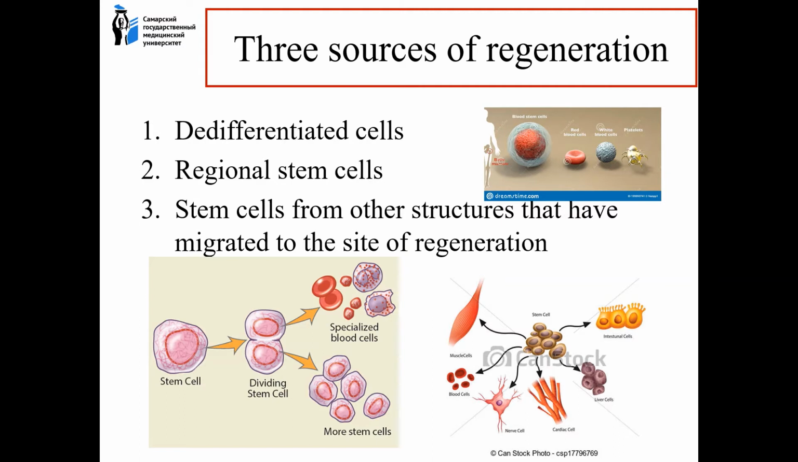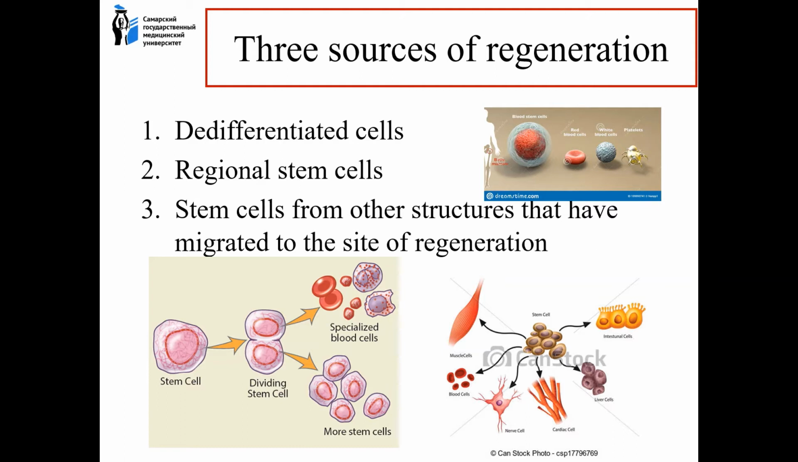And the next one, regional stem cells. Such cells are found in many tissues: muscles, skin, epidermis, liver, retina, and even nerve tissue. It is believed that they are the source from which differentiated cells are formed. As age increases, the population of such cells decreases.